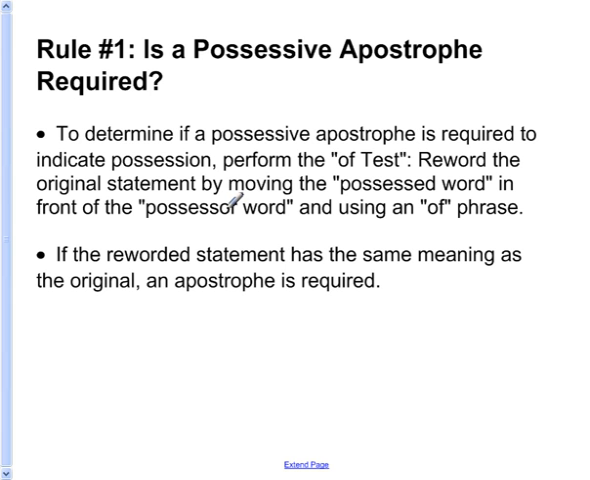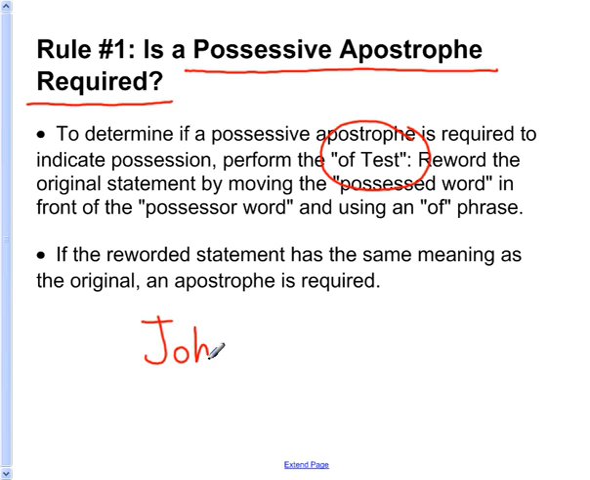Let's look at rule number 1. How do we begin to use apostrophes? Well, the first thing we must do is determine if a possessive apostrophe is even required. In other words, does possession exist in a sentence? What we have to do is perform what I call an "of test." In an of test, let's take an example: John's bike.